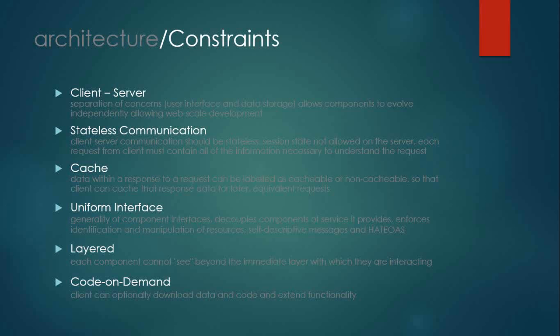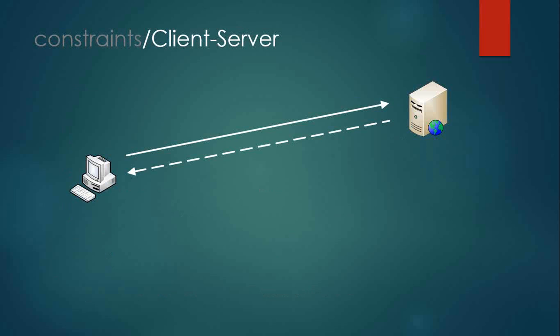Last, layered is one of the key component-based architectural styles of REST. In the end, code on demand, which is not a mandatory constraint but an optional constraint imposed by the REST architectural style. We'll discuss each of these in more detail in a little while. So once again, repeating the constraints: client-server, stateless communication, cache, uniform interface, layered, and code on demand. Let's have a look at each of these constraints in detail now.